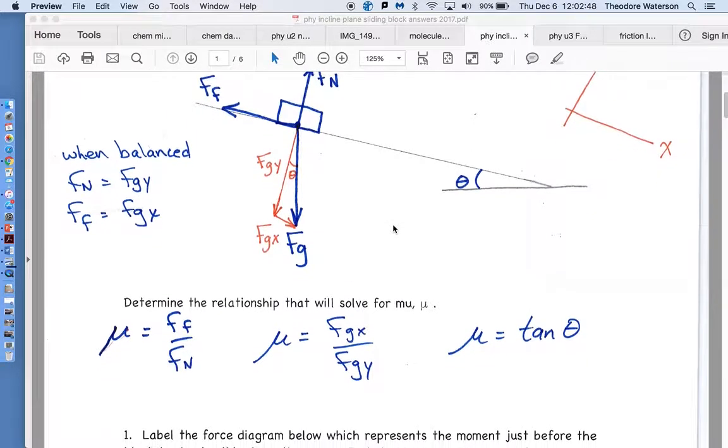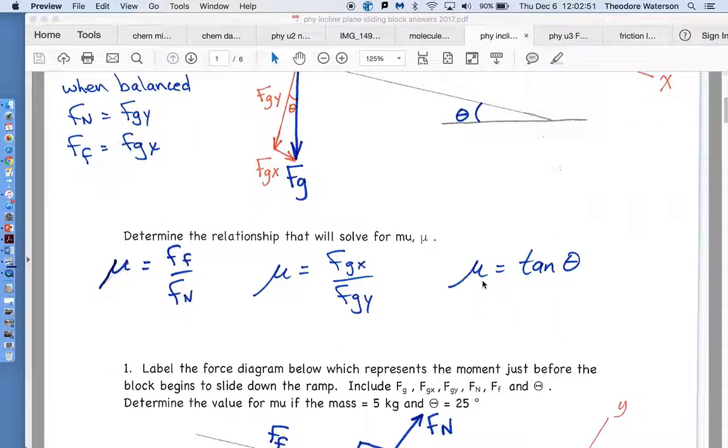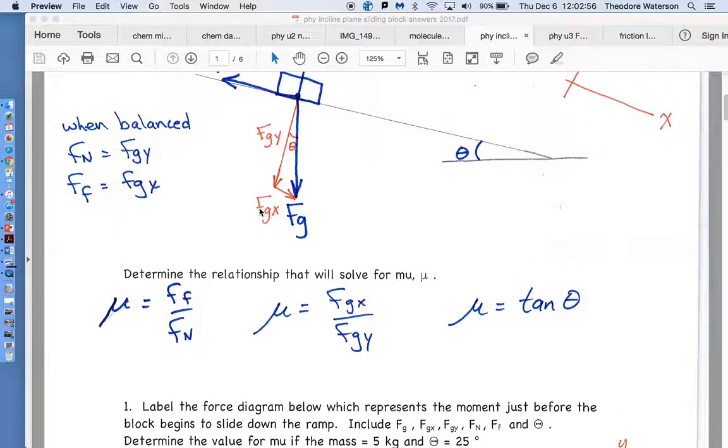So the shortcut we can use on these problems is to recognize that our coefficient of friction, our mu value, would equal the opposite, FGX, over the adjacent, FGY. So opposite over adjacent is tangent. The shortcut, and there's a lot of repetition in these problems, but what helps us go through that is if I don't give you the coefficient of friction, you can figure it out because mu will equal the tangent of theta, and theta is our angle of incline.